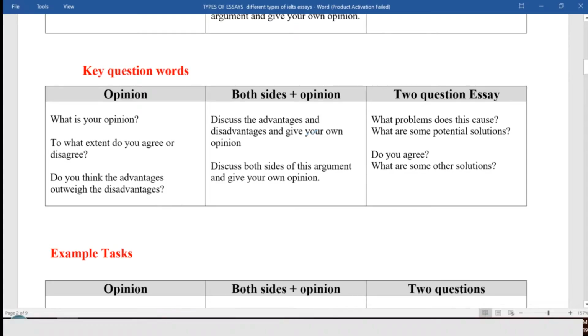So let me put that another way. There are questions that ask for your opinion, but then there can be some subtle nuances or differences in the way that you need to be giving your opinion. The third type, do you think the advantages outweigh the disadvantages? Okay, again, you're asked for your opinion, but it's a slightly different question here. You're going to need to say whether the advantages outweigh the disadvantages or not, or whether the disadvantages outweigh the advantages. And then again, why? Why is it that you have this opinion? What are your reasons for your opinion?